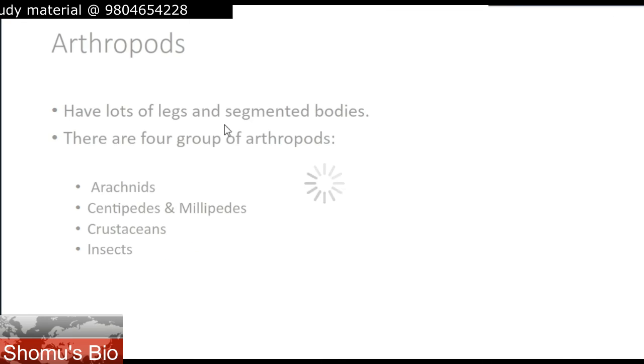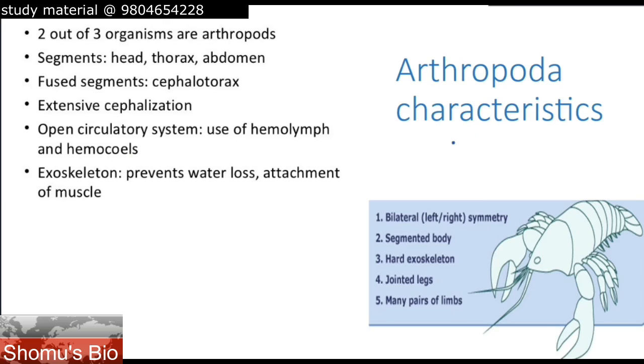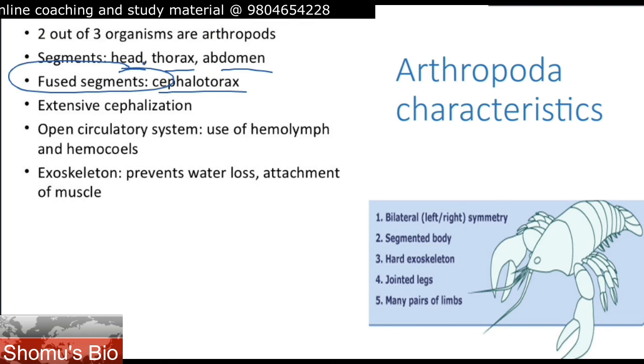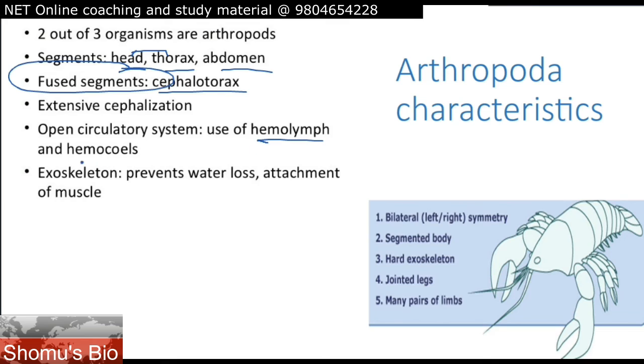Okay, so the characteristics of arthropods: 2 out of 3 organisms in the whole world are arthropods, so it's very much dominant. Segmented body, they generally have 3 body segments: head, thorax and abdomen. Sometimes there are fewer segments like the cephalothorax, although the spelling is wrong, where head and thorax are combined together. Okay, open circulatory system, they use hemolymph and hemocoels as the circulatory system where blood opens up in their body cavity.